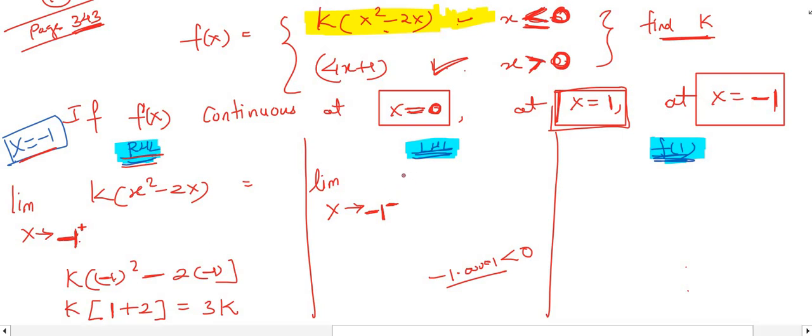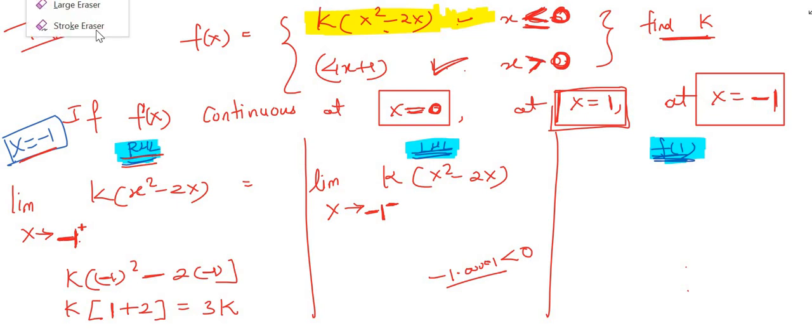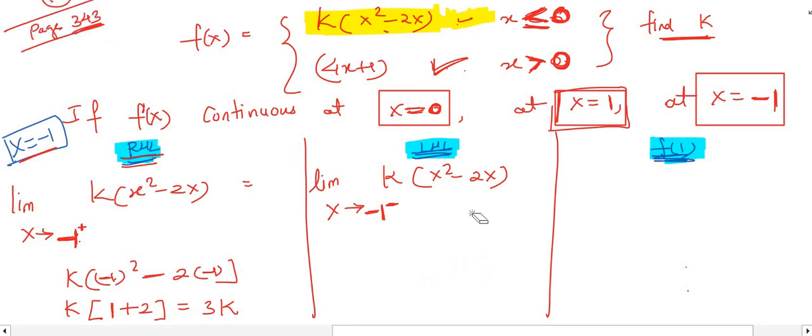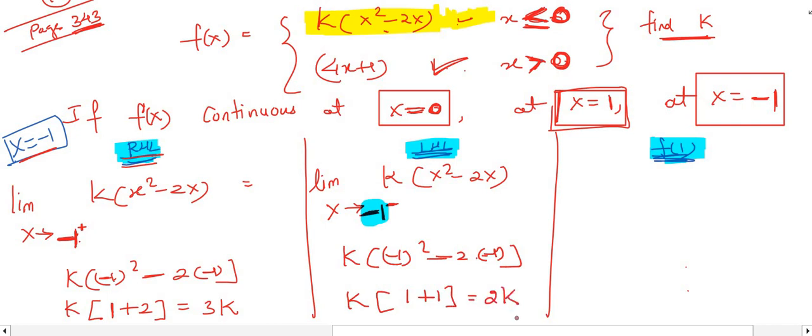So let me write k of x square minus 2x. Now let's simplify it. For simplifying, we will put x is equal to minus 1. Remember, we will put x is equal to minus 1, not 1. Okay. So k into minus 1 square minus of 2 into minus 1, which is k into 1 plus this minus and minus will become plus, which is 2k. I am sorry, this is plus 2. This is plus 2 and it will become 3k.